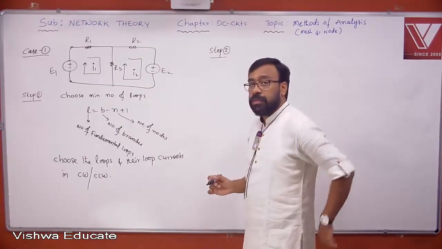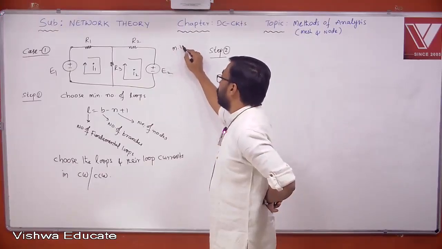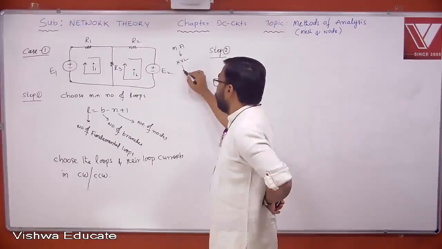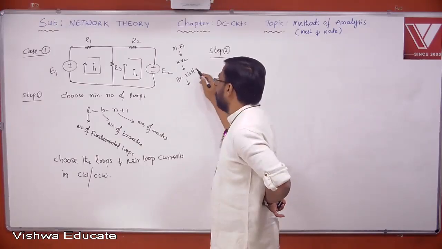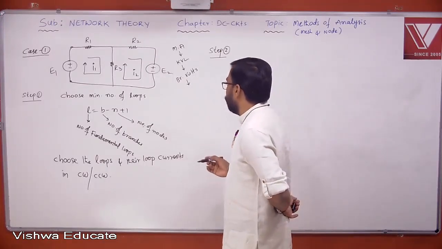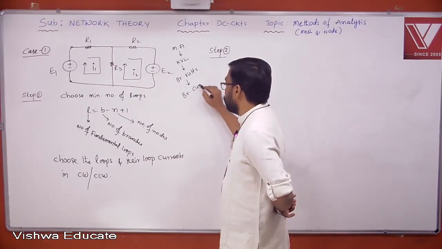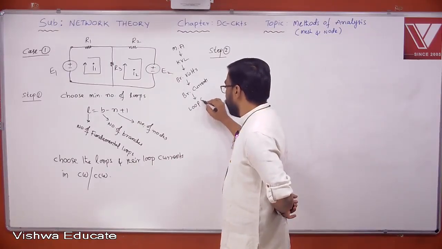Step 2. Mesh analysis deals with what? KVL. KVL deals with what? Branch voltages. Okay. Now branch voltages. Algebraic sum of branch voltage in a closed loop is 0. But to find branch voltage, you require branch currents. Yes or no? Now the branch currents are expressed in terms of loop currents.